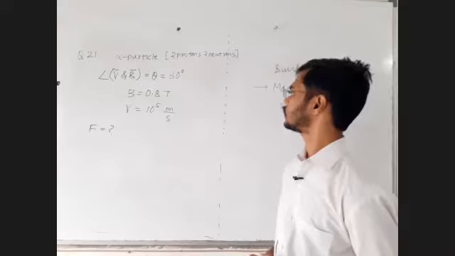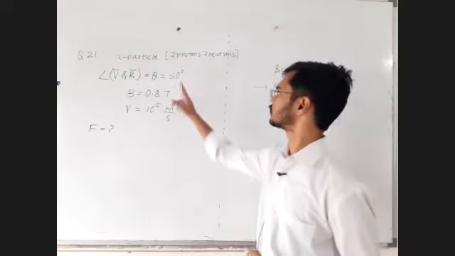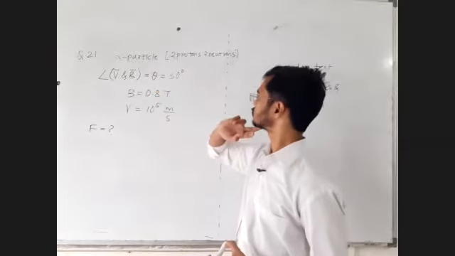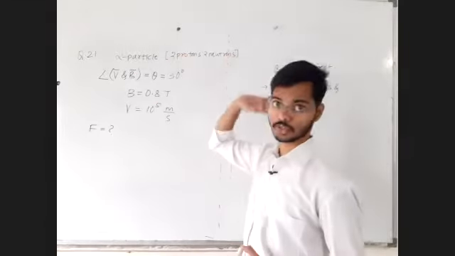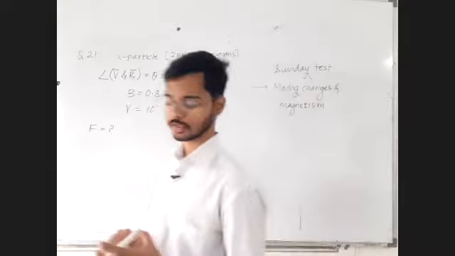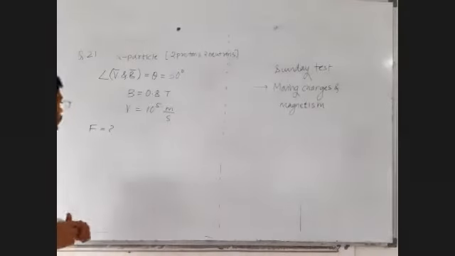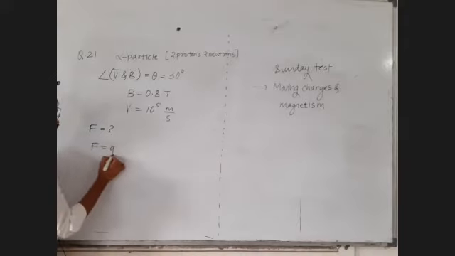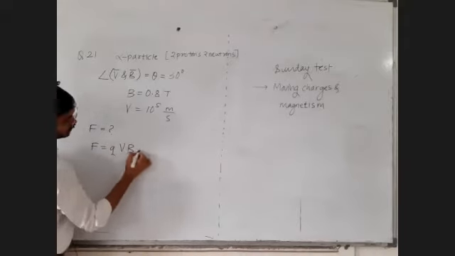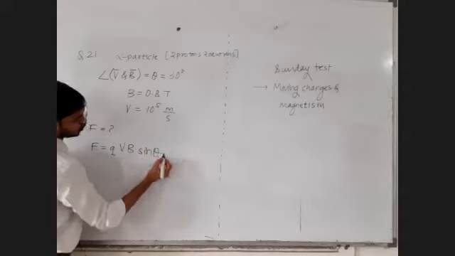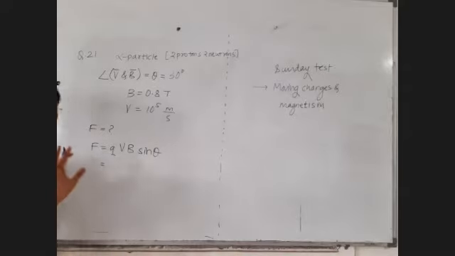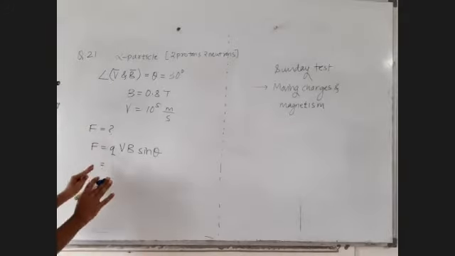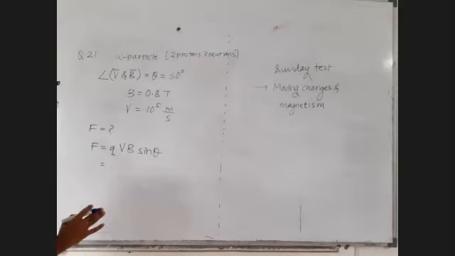The angle of velocity with the magnetic field is given. Alpha particle: you have to find out the charge on it. What is the formula for the magnitude of force? It is q v B sin theta. You are asked only the magnitude, so just put the numbers. Forget about positive, negative.